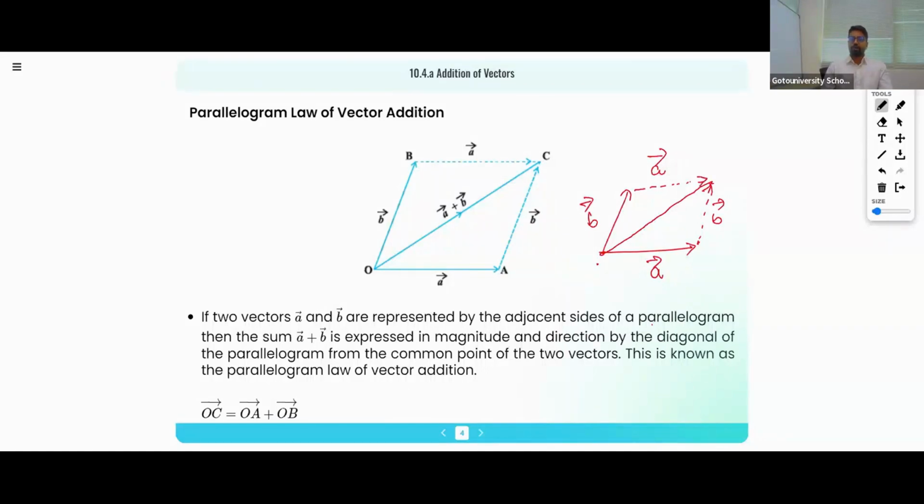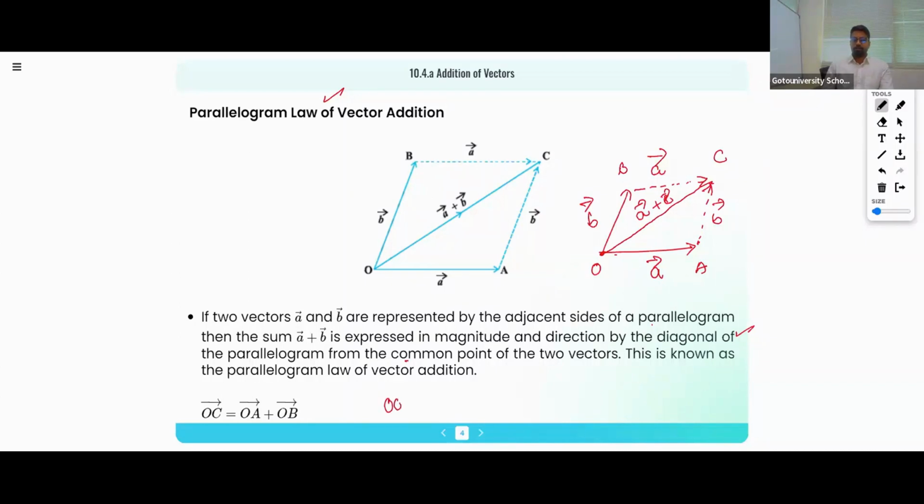So this is the common initial point for both the vectors. This is the common terminal point for both the vectors. Now I'm going to join a line from the initial point of the given vectors to the terminal point of the given vectors. Then what happens is we get the sum of the two vectors. So this is called the parallelogram law of addition. Let me read out the statement. If two vectors A and B are represented by the adjacent sides of a parallelogram, then the sum A plus B is expressed in magnitude and direction by the diagonal of the parallelogram from the common point of the two vectors. This is known as the parallelogram law of addition.